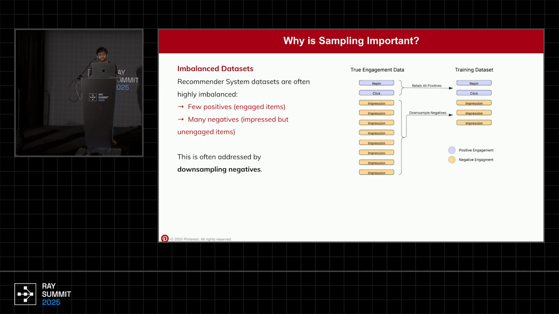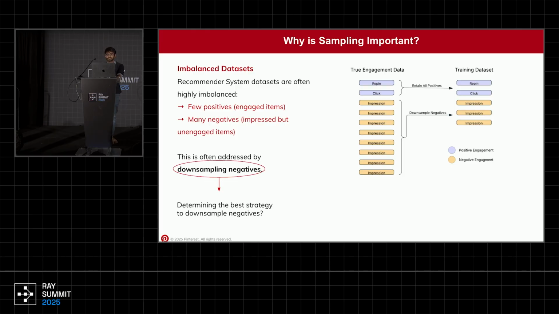So first of all, why is sampling important? Recsys datasets are often very imbalanced, where we have a small number of positive examples and a large number of negatives, where a positive is essentially an item that appears on a user's feed that they explicitly interact with, let's say through a reaction, comment, download, anything like that. Whereas a negative is what we call an impression or a pure impression, which is something that appears on the feed but is not interacted with by the user, and they just scroll past it. Given the much larger quantity of such negative examples, we typically address it by downsampling negatives.